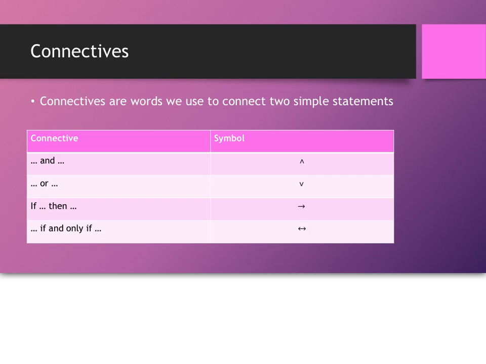Now, what those simple statements didn't have were things that are called connectives. And connectives are words we're going to use to connect two simple statements. So words like and, or are very understood by our vocabulary. But words like if then and if and only if, those are very mathematical type connectives. You see those in higher level mathematics a lot. And, or you see in math. If then statements are very, very common statements in mathematics.